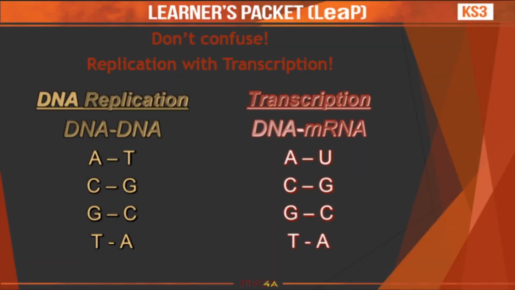So don't confuse replication with transcription. In DNA replication, it is DNA and DNA. In our transcription, we have DNA and mRNA. So in our replication, we have the original strand of the DNA, ACGT, and its complement is TGCA. Whereas in our transcription, we have the DNA and mRNA. So, ACGT, its mRNA complement is UGCA.